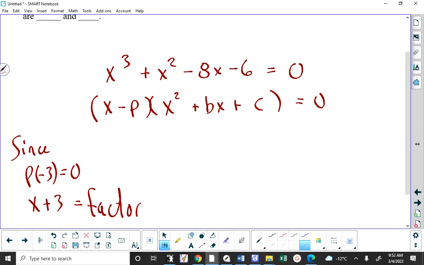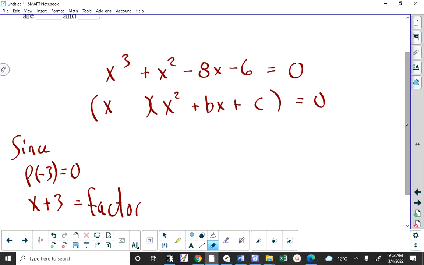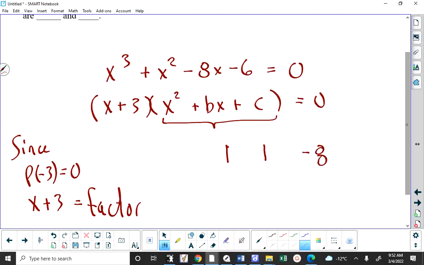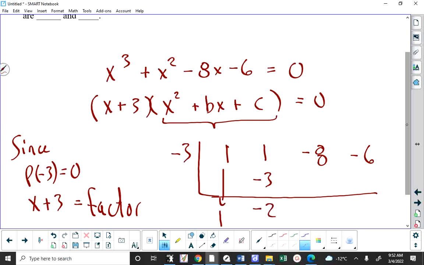All right, so what? Well, now what we can do, basically, Leslie, we know this is x plus 3. We can find this by doing synthetic division. So 1x cubed plus 1x squared minus 8x minus 6 divided by x plus 3. So we put the negative there. Then we put the 0 there. Bring down the first term. Multiply, add, multiply, add, multiply, add. And there's our affirmation that we've done things right. We get 0 for a remainder.